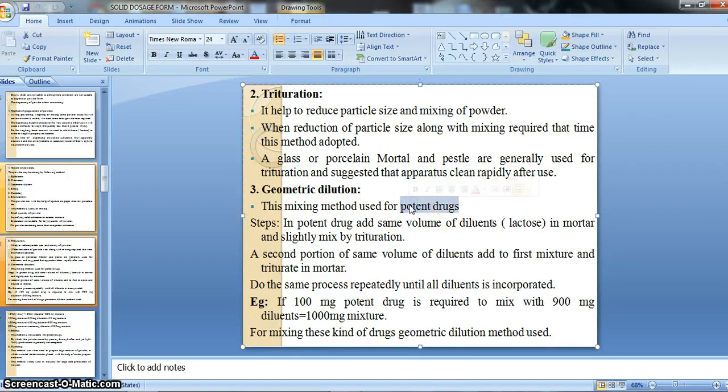As I said, a potent drug has a high strength. It works at a higher level with lower doses, right?